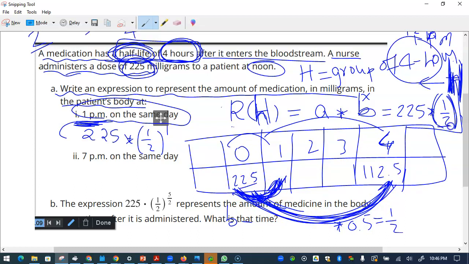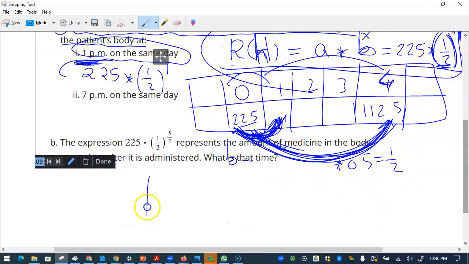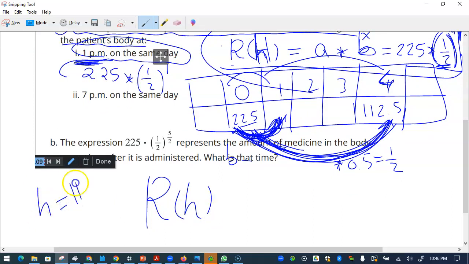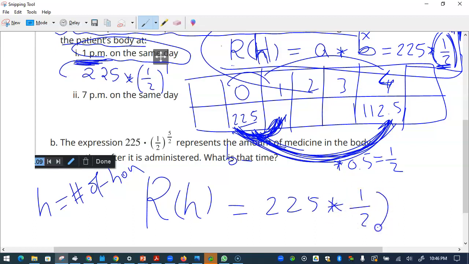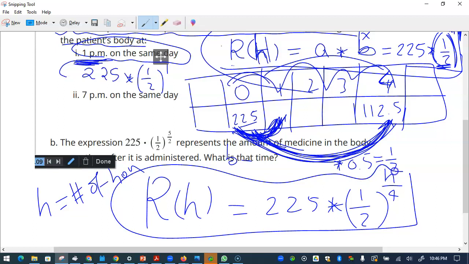Then this becomes the formula. The formula changes to R, and lowercase h stands for the number of hours since the medication was given. So now the formula changes. It was 225 times half raised to the number of hours H. Now, because the group has 4 hours, 1, 2, 3, and 4 hours, every 4 hours it becomes half. So this is raised to h divided by 4 like this. That's the main part.